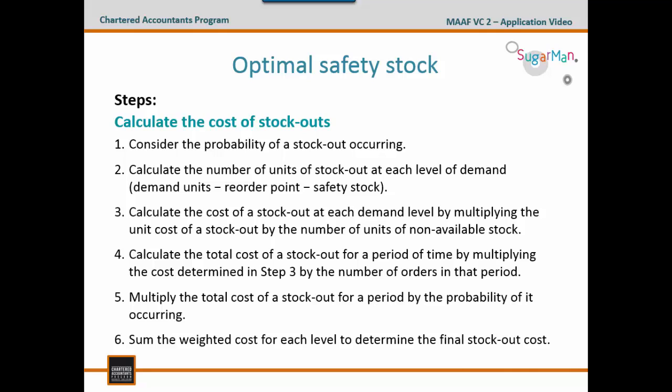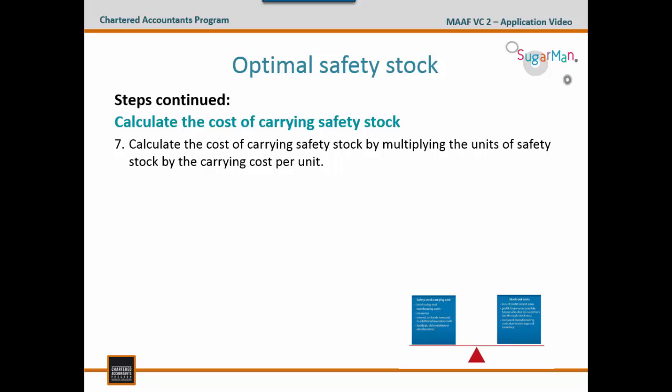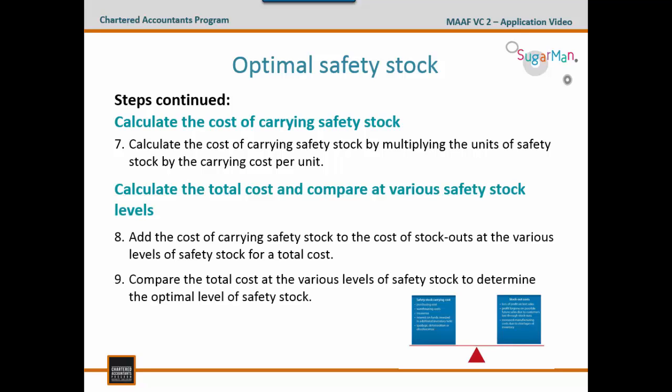We would work through all of the steps as we answer the required to calculate the optimal safety stock for Sugarman's peppermint boiled lollies. Firstly, we will calculate the cost of expected stockouts at specified levels of safety stock. Then we will calculate the cost of carrying safety stock at various levels. Finally, we will add the cost of carrying safety stock to the cost of stockouts at the various levels to determine the optimum level of safety stock.